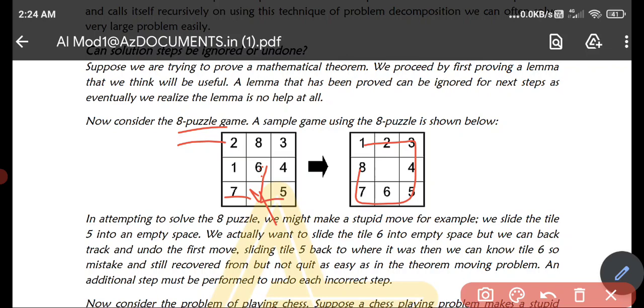Here, if I move 6 here and if I move 8 here, then I can either move 2 to here or 3 to here, which is of no use. What we can do is undo the task we have done. That means I will reverse the procedure: I will move 8 back here and 6 back here, and again I will get this empty space. So here we can ignore a few steps, and we can also undo the steps we have done. That is how we can classify whether the problem's steps can be ignored or undone.